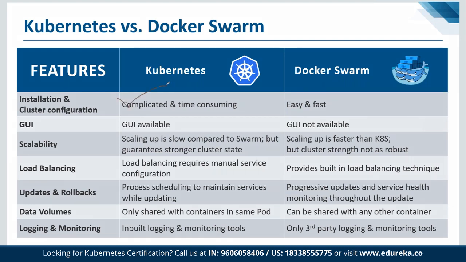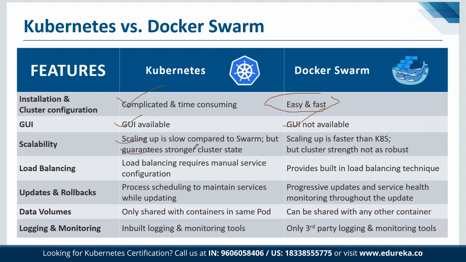Kubernetes is complicated to install and, initially, to understand. Swarm is just a one-liner that helps you install Swarm. Docker Swarm GUI is not available; third-party plugins are available which you have to use. But for Kubernetes, a GUI is available. Scaling up is slow compared to Swarm, but it guarantees a strong cluster state. Whenever you change the number of replicas, Swarm will be much faster.